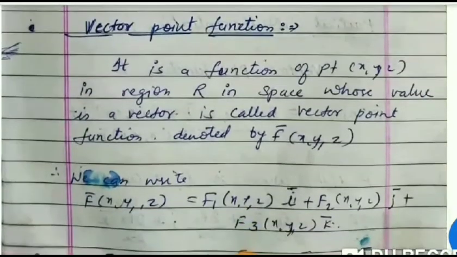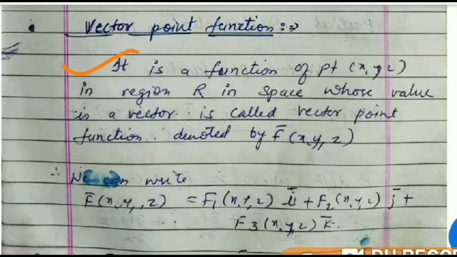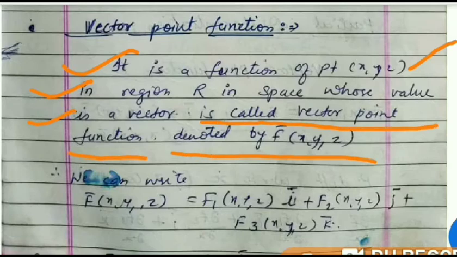Next, vector point function. It is a function of a point x, y, z in region R in space whose value is a vector, and it is denoted by f bar of xyz. We can elaborate this vector point function: f bar of xyz equals f1 of xyz i bar plus f2 of xyz j bar plus f3 of xyz k bar.